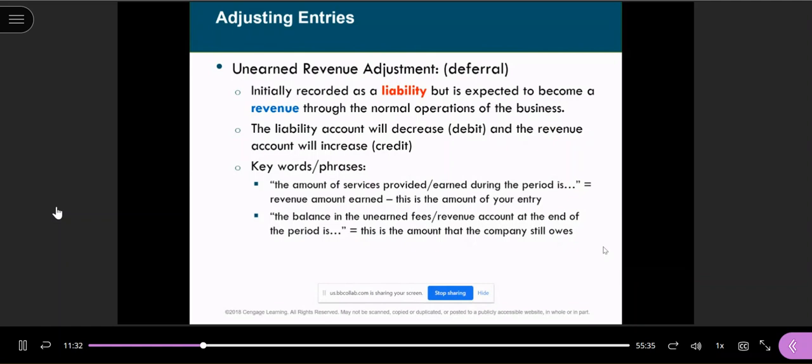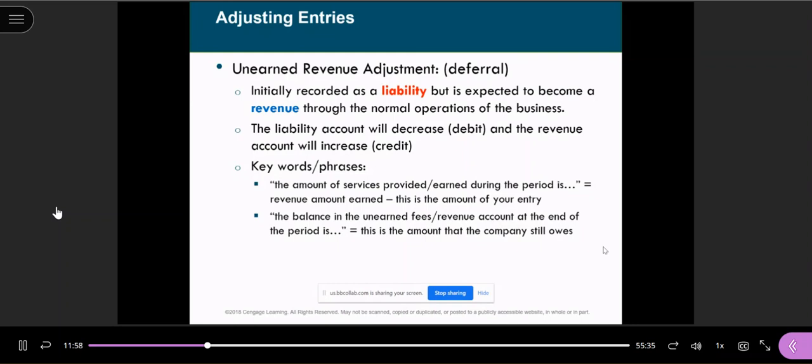So a perfect example of an unearned revenue adjustment would be gift cards. So if we now know that we have had some people come in and redeem their gift cards, we no longer owe as much to that person. So we want to reduce what we owe and increase what we've earned. We've now provided them some services, we've sold them some product, whatever the case may be.